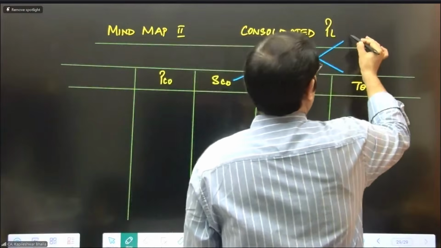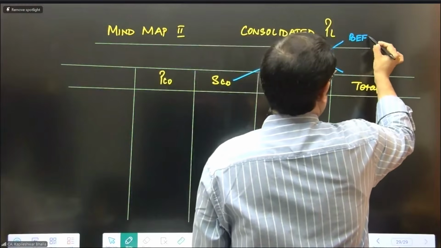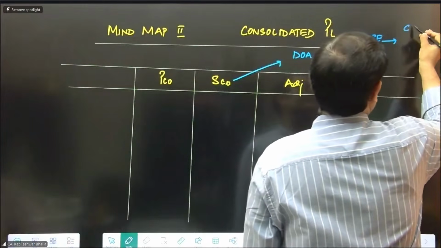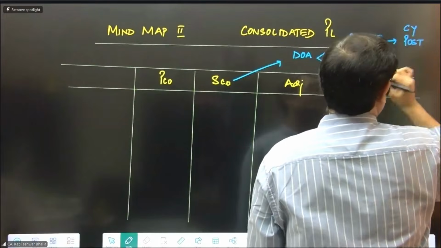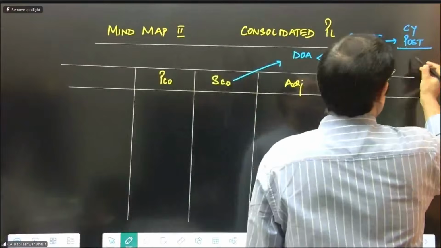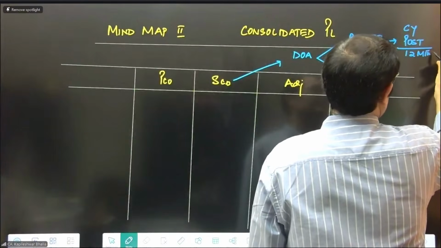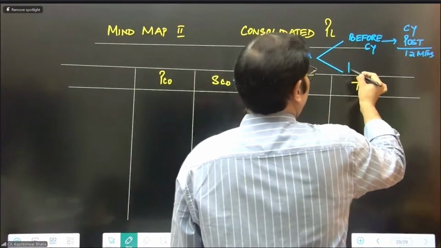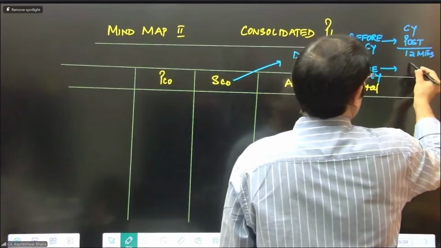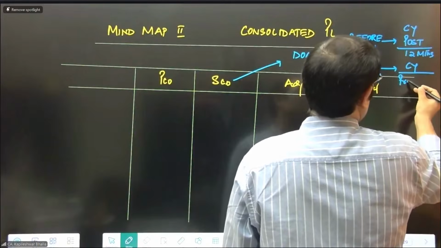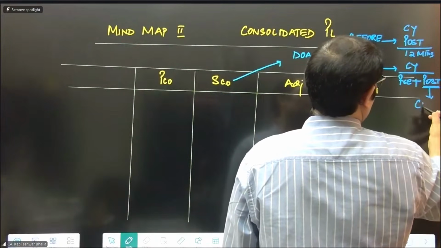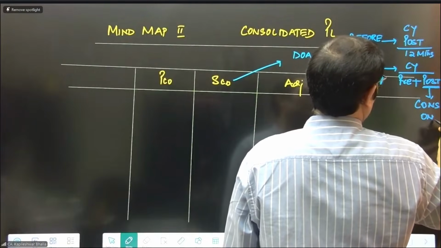Possibility number 1, it is before current year. If it is before current year, then current year is post-acquisition. Then in this case, you can consolidate for 12 months itself. But if the date of acquisition is in the current year, then we can say the current year is pre plus post, and we need to consolidate only post-acquisition.